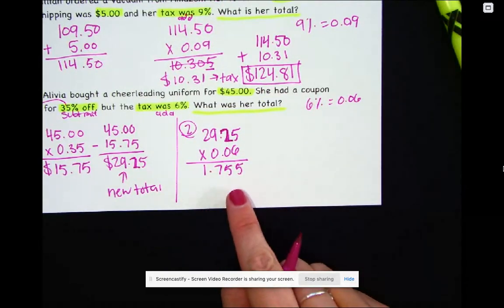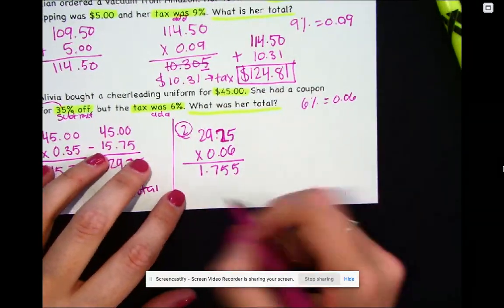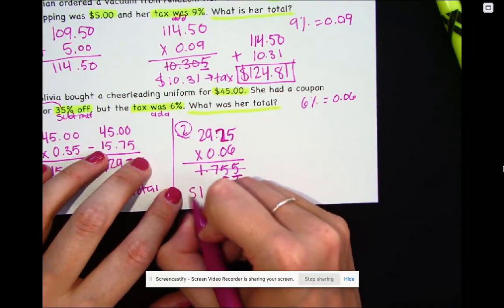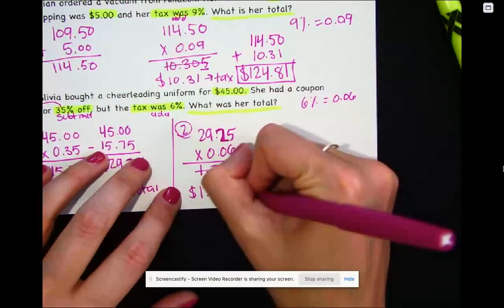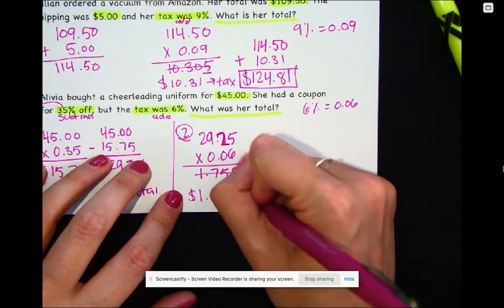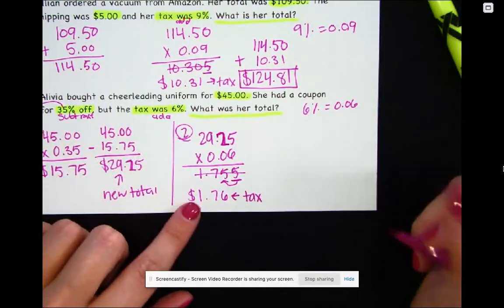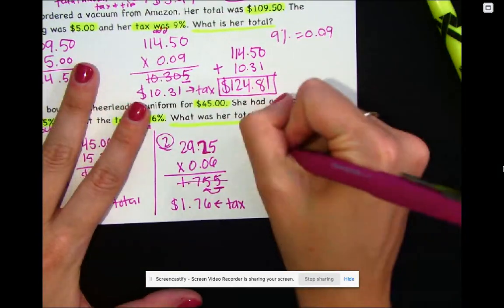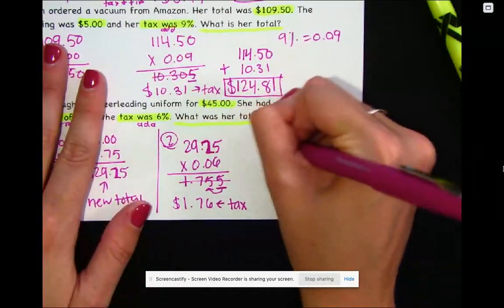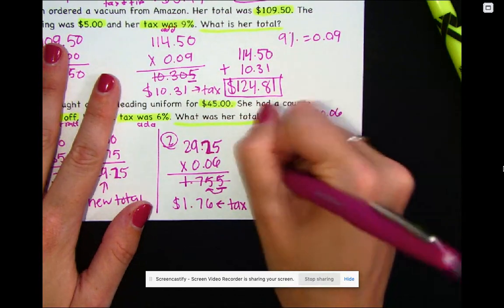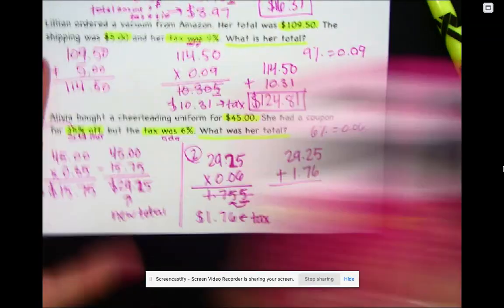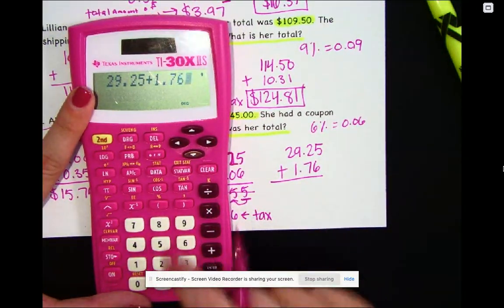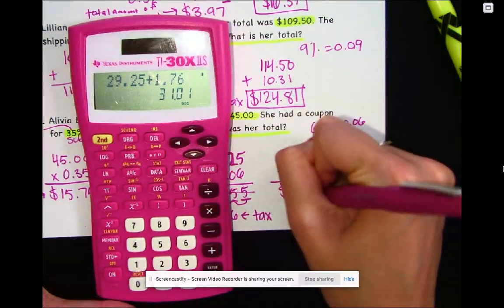Okay, so I have too many decimal places past the decimal point. So this third number is going to tell us what to do, and it's telling me to round up. So this is going to be $1.76. And what does that represent? Very good. It represents the tax. Now, again, up here we said we're going to multiply, then add or subtract. So we just multiplied, so now we said we were going to add for tax. So 29.25 plus that tax we just found. So I'm going to do that in my calculator. 29.25 plus that $1.76 gives me $31.01.